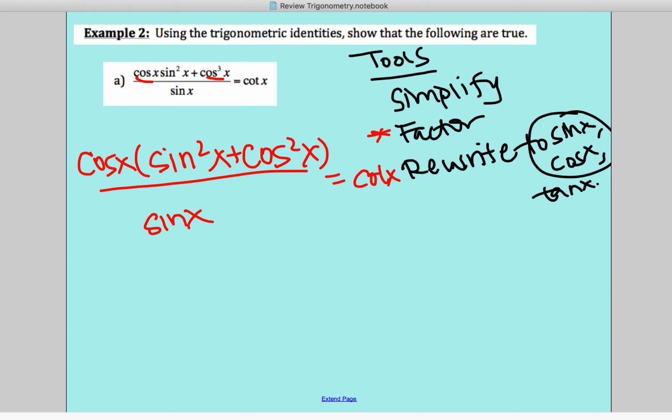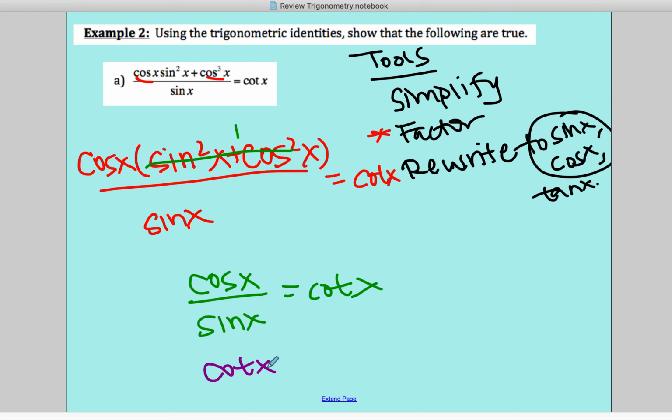So from here, I'm going to simplify. Using our trig identities, one that we talked about in the unit circle video, is what is sine squared plus cosine squared? It is 1. So I am left with cosine times 1, so I just have cosine over sine of x. And what is cosine over sine? Cosine over sine is cotangent of x. Check. All done with example 2a.